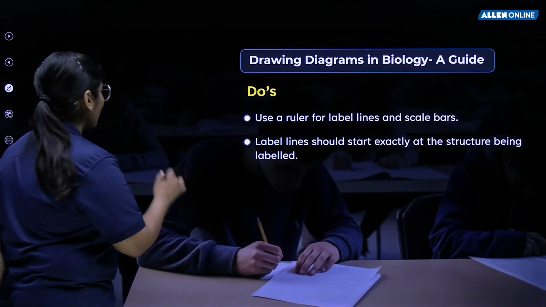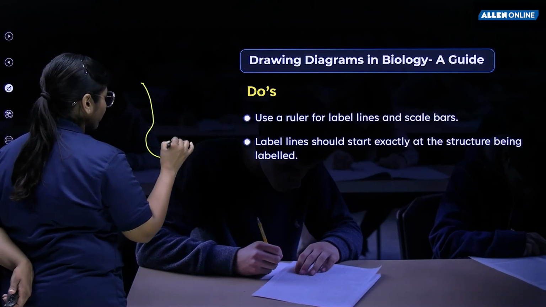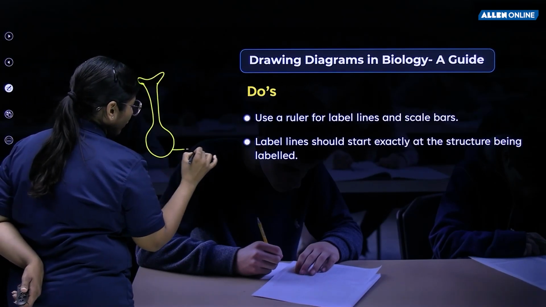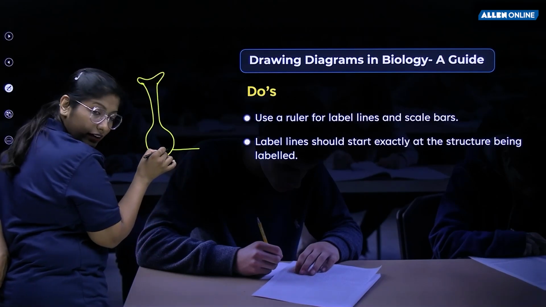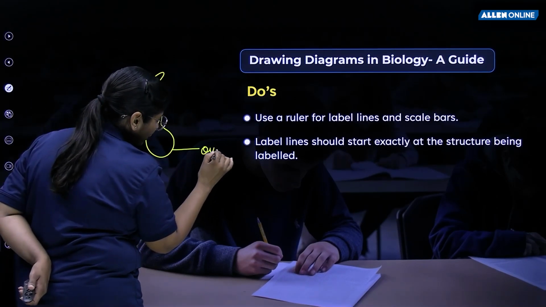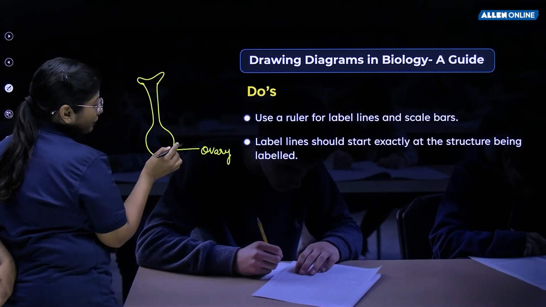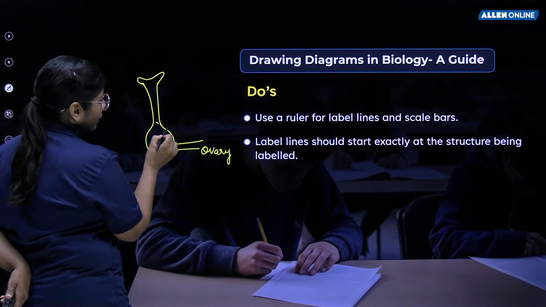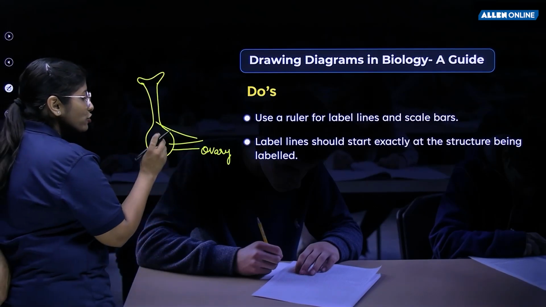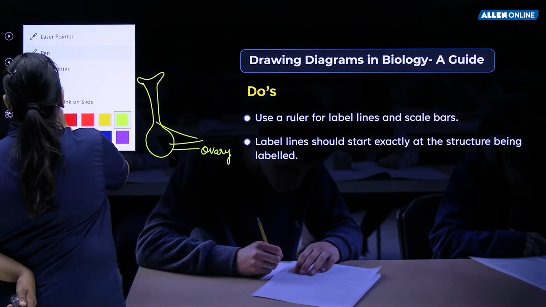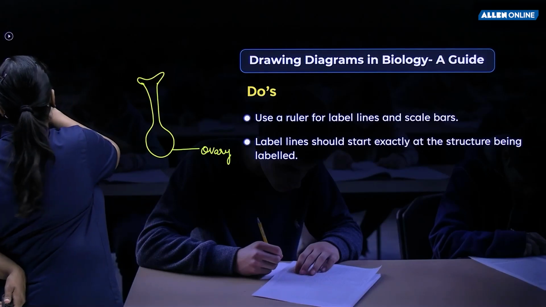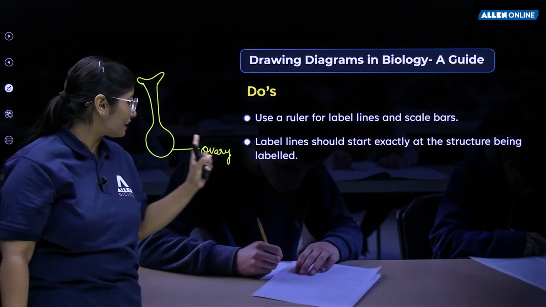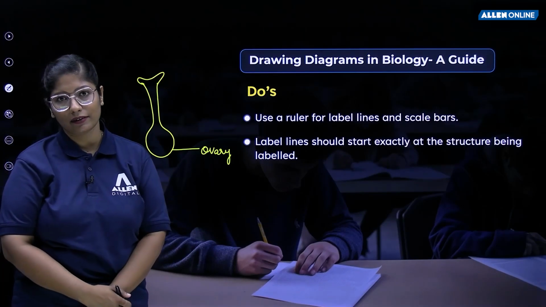right? So suppose if I'm trying to label the ovary, so my line should start here, right, at the ovary. It should not be the case that I'm drawing it here and then I'm labeling this ovary, or I'm drawing here and I'm labeling it ovary. No, it should start exactly at the point where we have to do the labeling. Okay, so label line should start exactly at that structure which you are labeling.